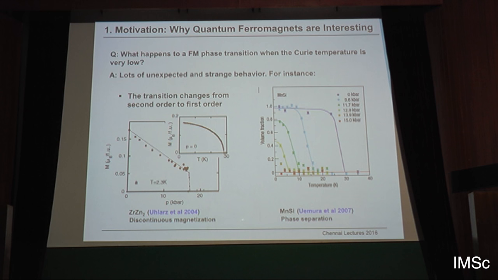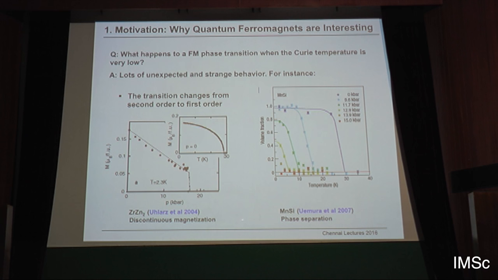So here is one example. ZrZn2 is a ferromagnet below a temperature of some 28 kelvins or so. And it turns out that if you subject the material to hydrostatic pressure, then the magnetic order doesn't like the pressure, and you can suppress the Curie temperature even more. And here you see what happens.